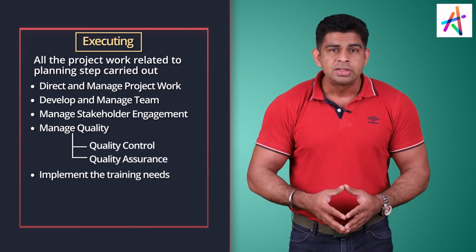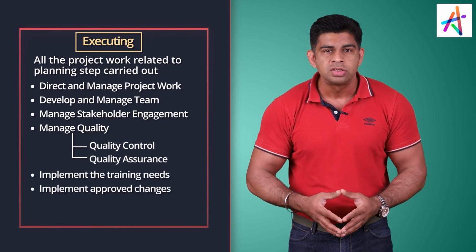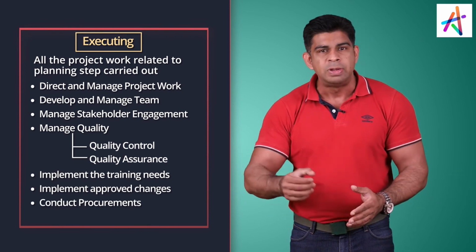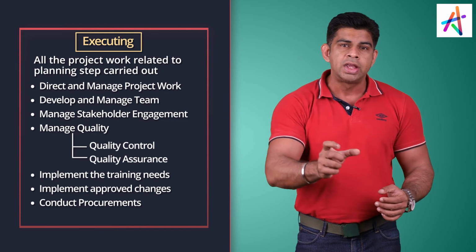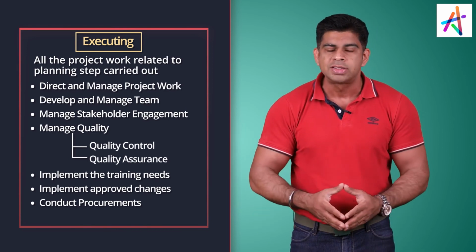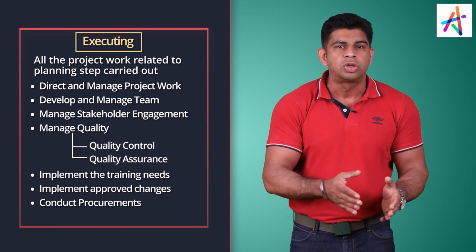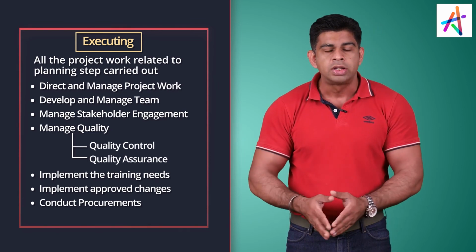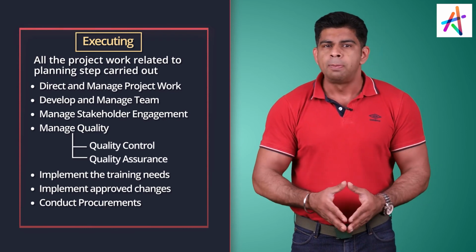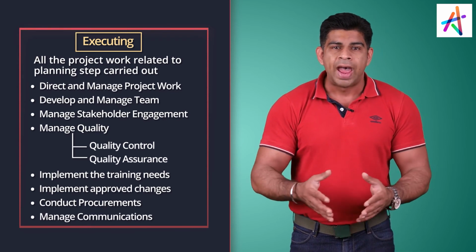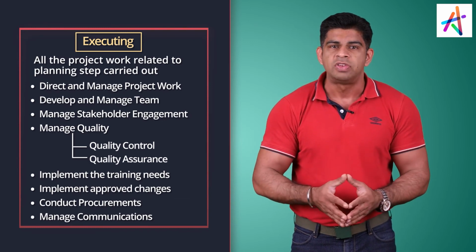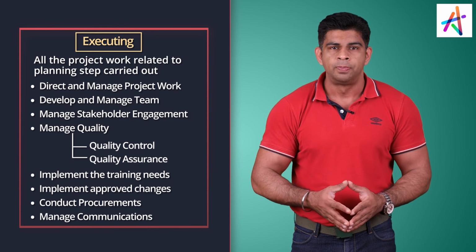Implement the training needs. Implement approved changes. Conduct the procurement as per whatever plan that we have built. That means getting it signed, getting the contract signed that we have planned. What are the different types of contracts? It could be a cost reimbursable contract, it could be a fixed fee contract, could be any other contract, but this has to be planned. Then we're going to manage the communications and update the project related documents. These are different actions that we have in the executing part.